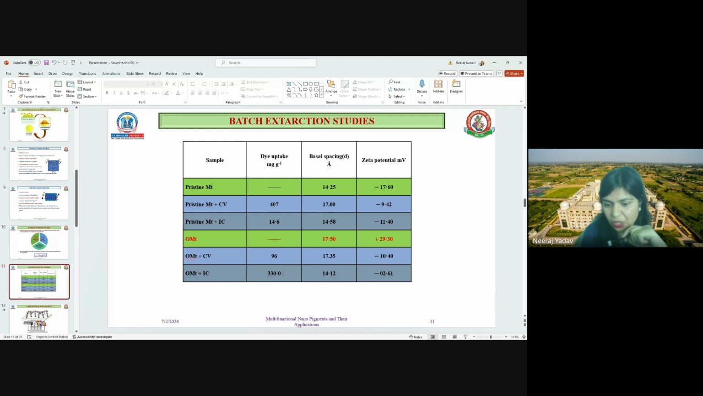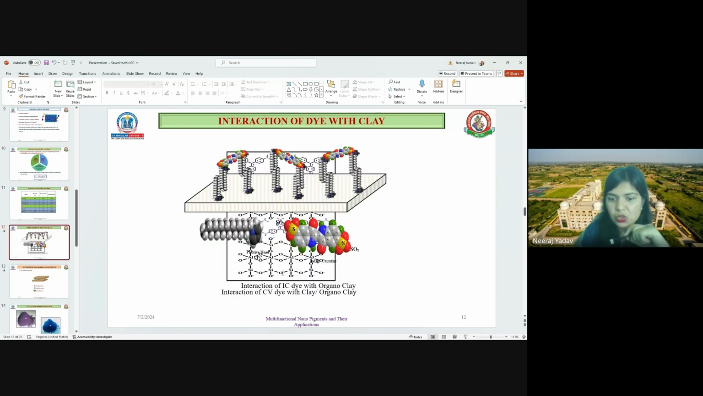But in case of the indigo carmine, uptake of dye increased in case of the organomontmorillonite because of the electrostatic repulsion again. So these are some possible interactions.